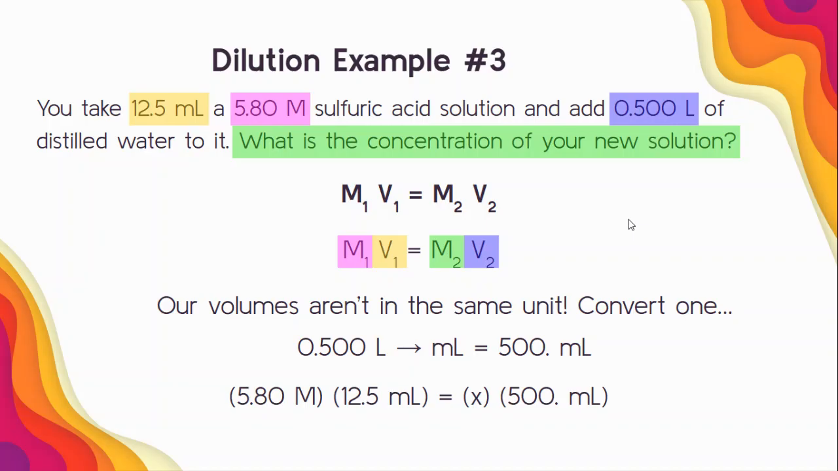Once I have the volumes in the same unit, we can plug it into the equation and solve for x, which is M2, and we would get an answer of 0.145 molar to 3 sig figs, because this has 3, 3, and 3, so our answer should also have 3. That is it for dilutions.